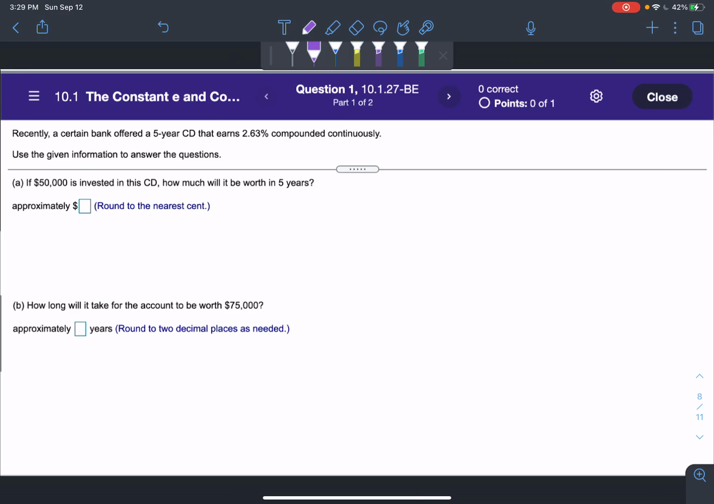Okay, so a little bit of application questions with compounding continuously. Again, we're going to use our handy dandy formula, A = Pe^(rt). It says if 50,000 is invested in this CD, how much will it be worth in 5 years? So let's unpack that. This is invested, so that's our principal, our P, the amount that we put in initially.